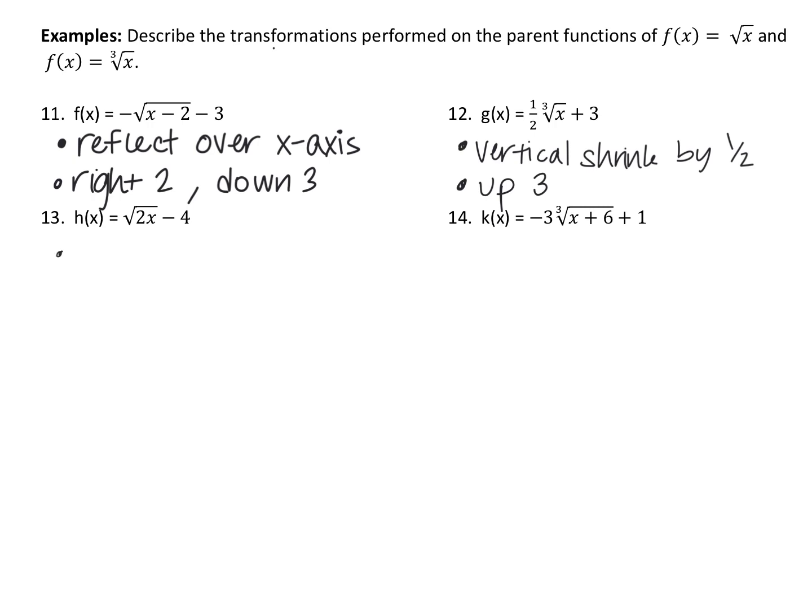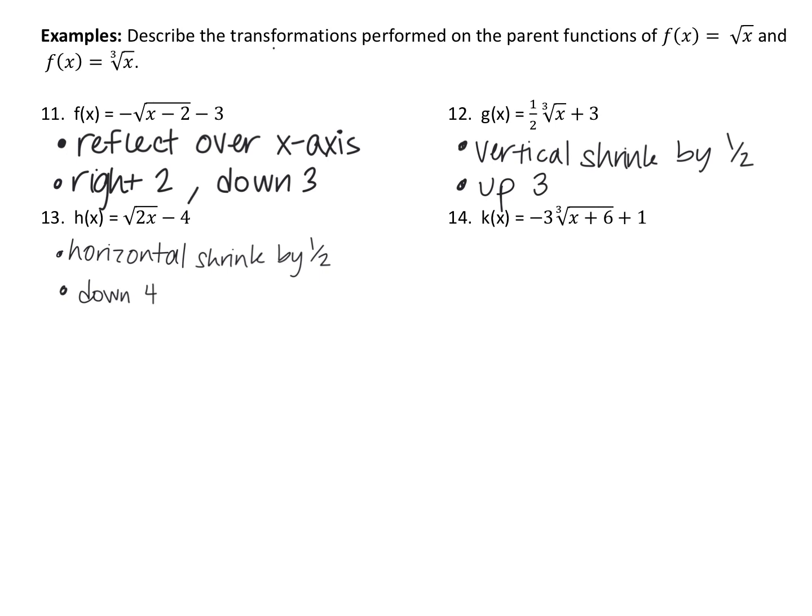So this is actually a horizontal change, because it's inside of the root. Horizontal shrink. You would think it'd be a stretch, it's not. Horizontal shrink by a factor of 1/2. So it looks like it's multiplying by 2, but because inside of an expression is a liar, it's actually division by 2. The last thing, make sure you write down it goes down 4.